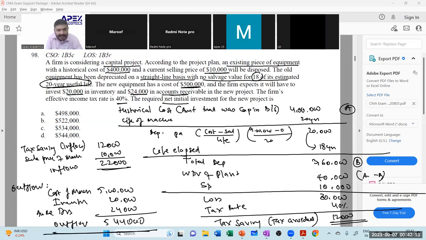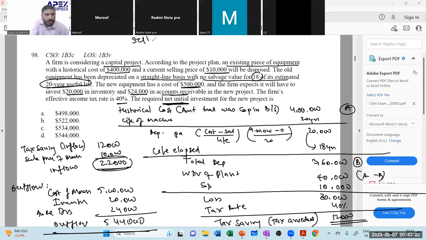They are asking you the net initial investment. This is your inflow from selling the old machine. What will you do? You will sell old and buy new. Means 22 in. So I will say 22 is inflow and 544 is outflow. So what is your net outflow?